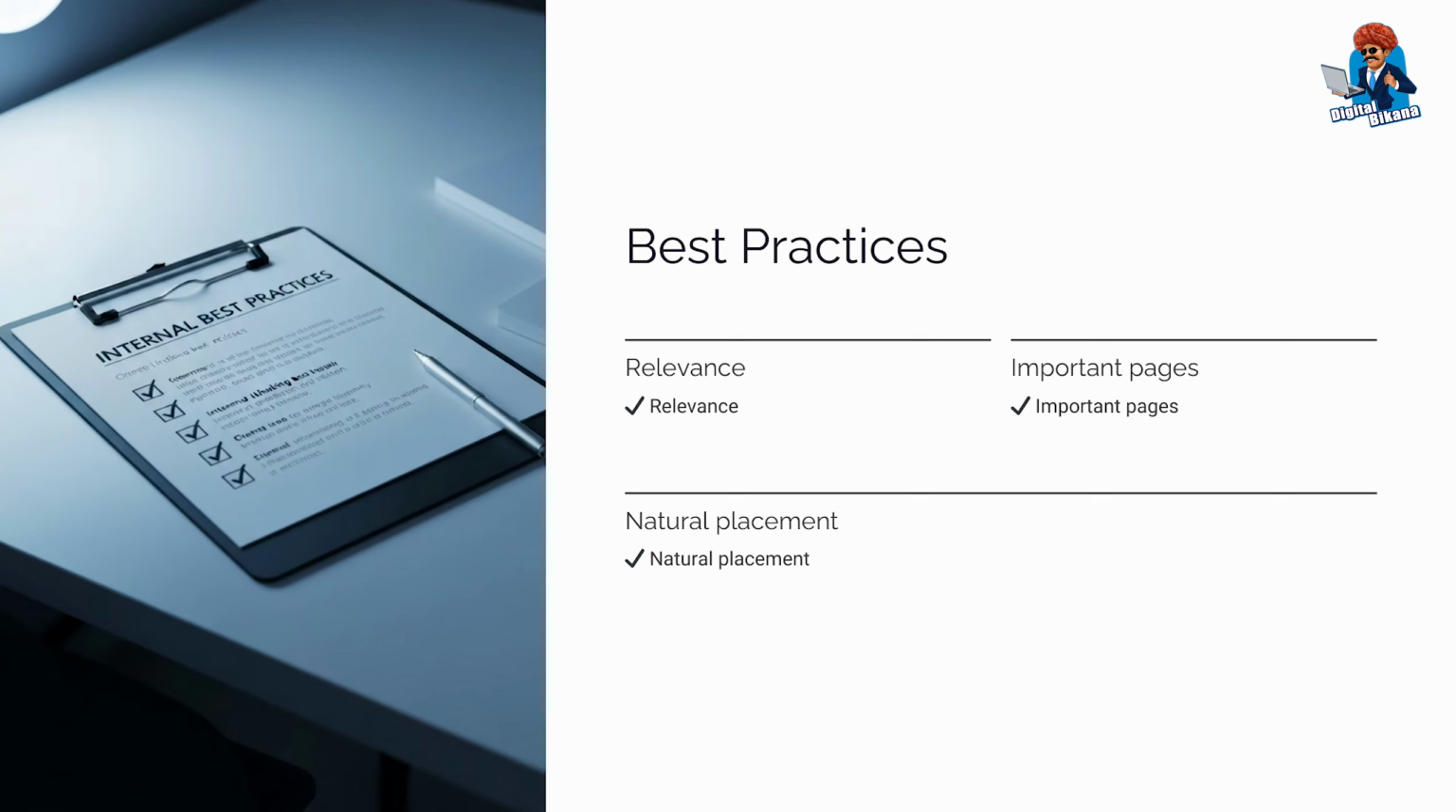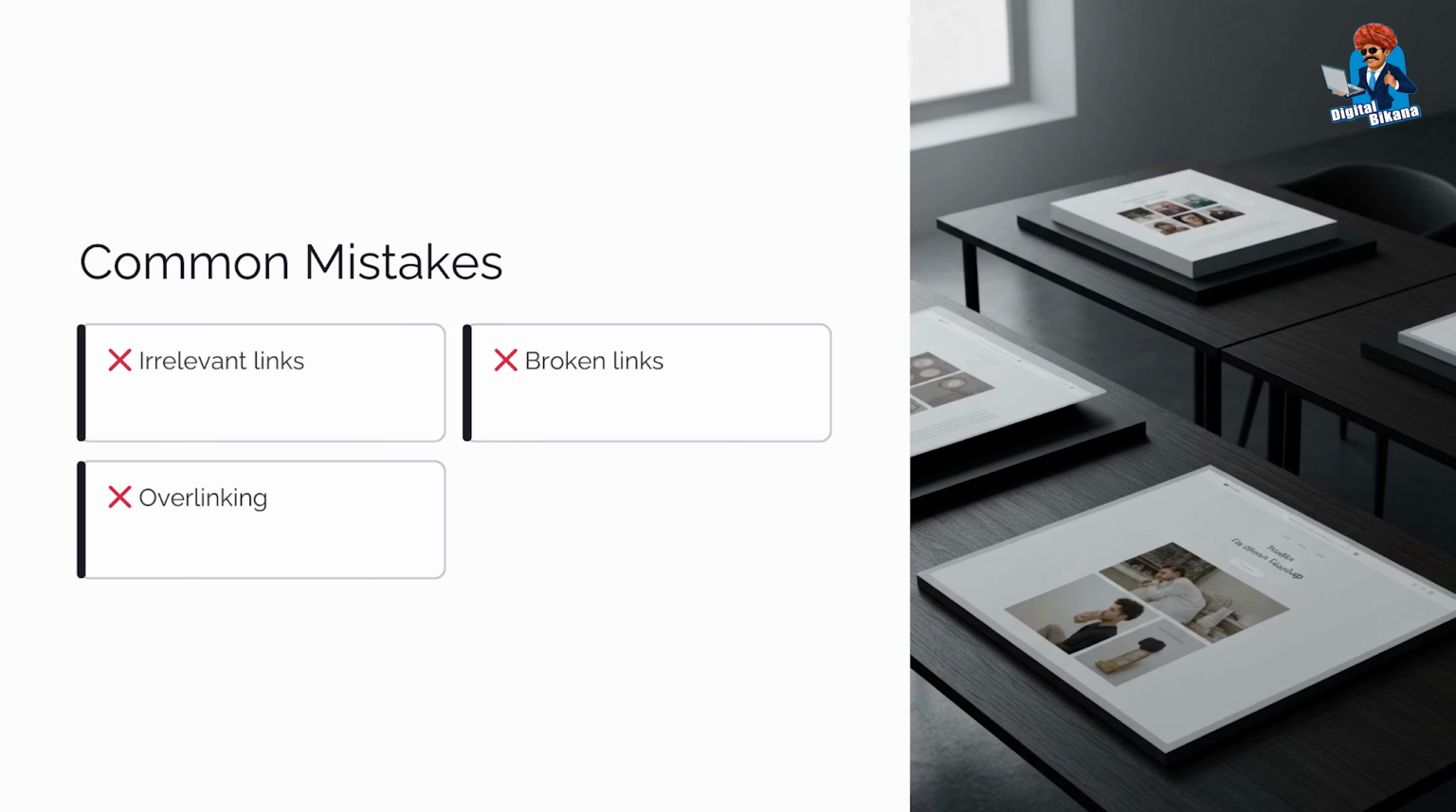Best practices are to link to relevant pages naturally. Prioritize important pages. Avoid overloading with too many links. Keep anchor text meaningful. Don't link just for SEO. Avoid using irrelevant anchor text, broken links, or linking too many pages at once.